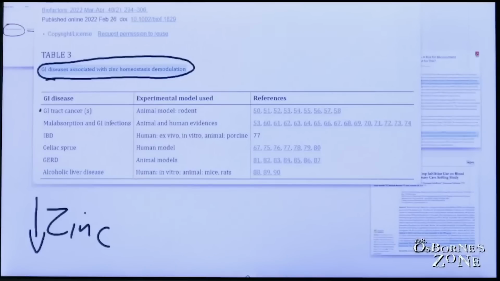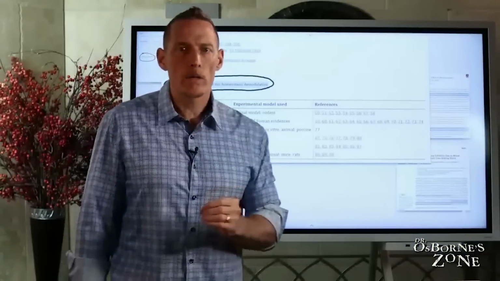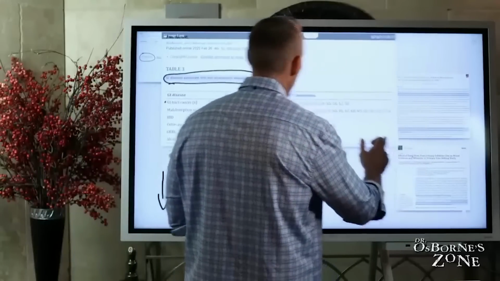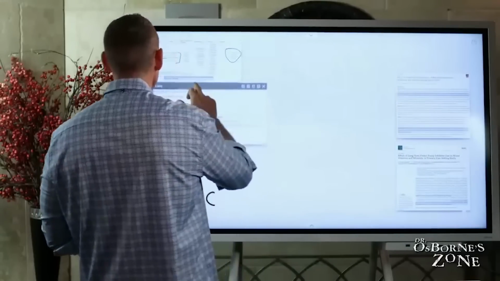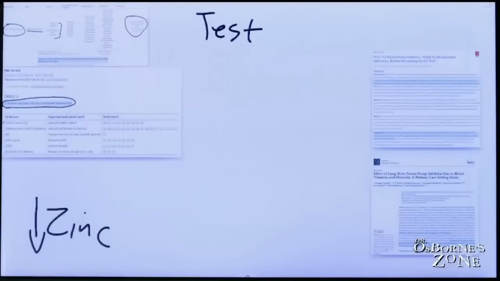Inflammatory bowel disease, we've got human, ex vivo, in vitro, animal, and porcine studies that show that. We've got celiac disease in the human model, increasing with zinc deficiency. We've got GERD, gastroesophageal reflux disease, in animal models, and then alcoholic liver disease in human, in vitro, animal, mice and rat models. So zinc deficiency has massive consequence on the GI tract and the accessory organs of the GI tract. So why would you want to deplete that for any length of time? Again, the takeaway here is test. If you're on meds that are known to deplete nutrients, test your nutrient levels.